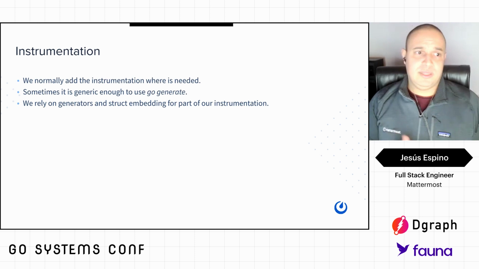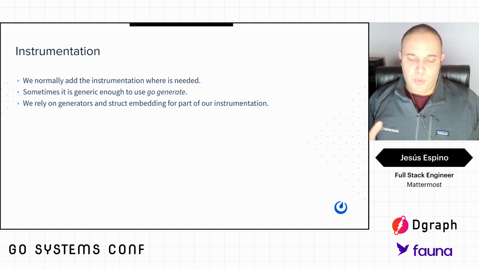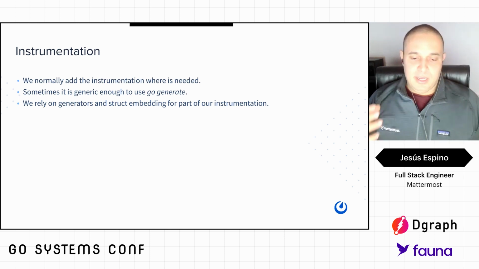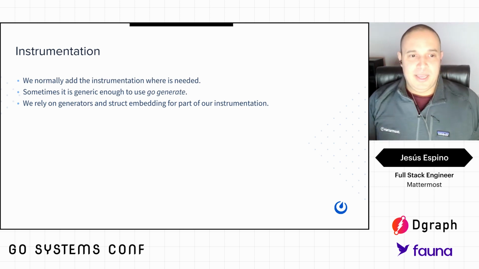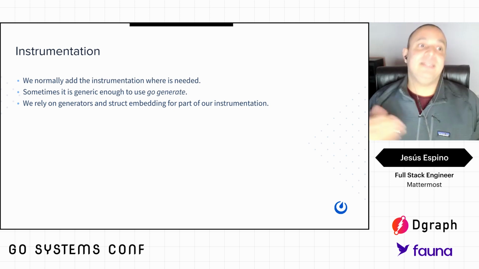Then we have another approach for places where it's generic enough to use Go generate. We leverage two different tools from Go for this. We use Go generate and struct embedding. We define an interface, then we auto-generate an implementation of that interface, and that implementation embeds the real implementation. This generated code acts as a wrapper around the real implementation that instruments our code.